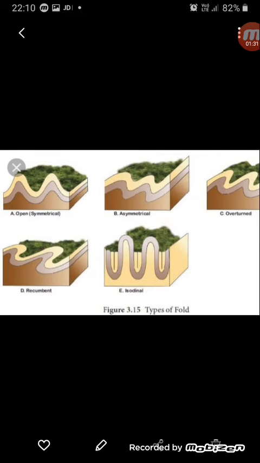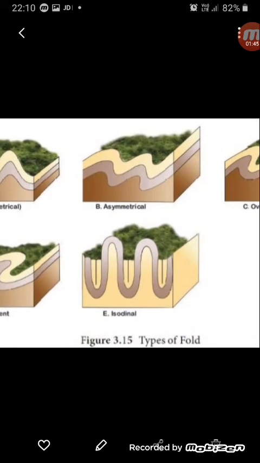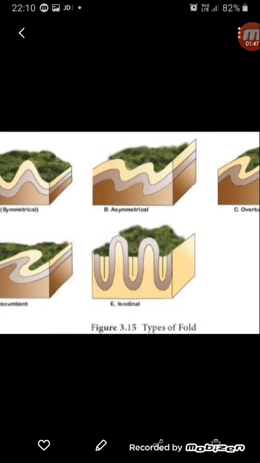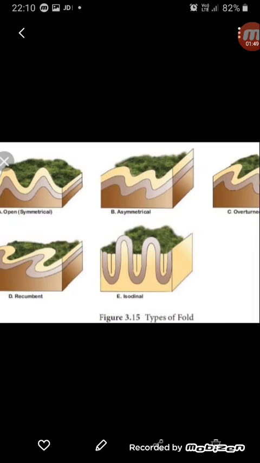You can see in this diagram that the earth has already folded up, and there are open folds or symmetrical folds. There is something called asymmetrical folds, overturned folds, recumbent folds, and this is the ordinary fold, we say. So the land slowly starts folding up and the fold mountains are formed.